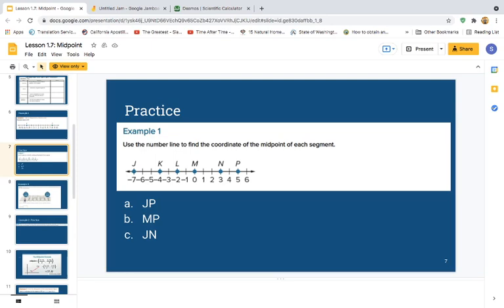Next, MP. MP has 1, 2, 3, 4, 5 between M and P. So half of 5 is going to be 2.5. And so if you add 2.5 to 0 here, you end up at 2.5. Or if you subtract it from P, you will still end up at 2.5 there. So the midpoint is going to be 2.5 between M and P.